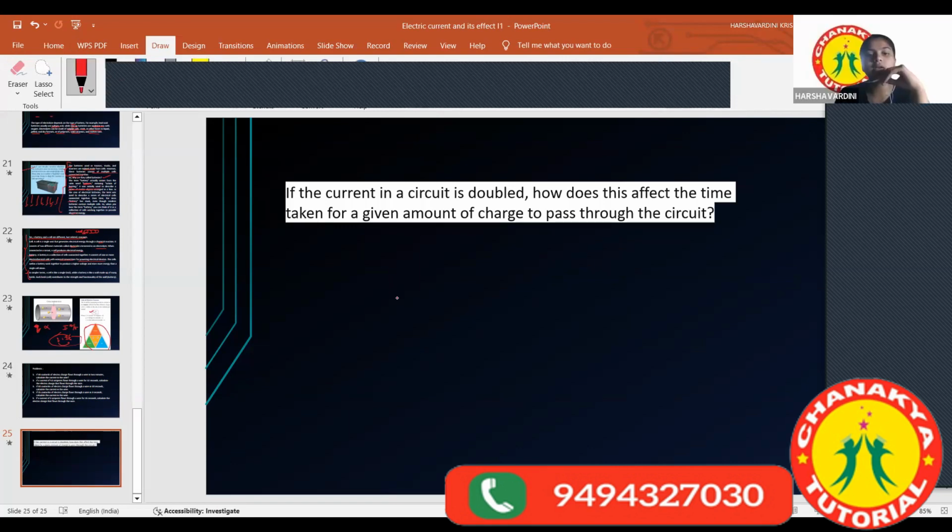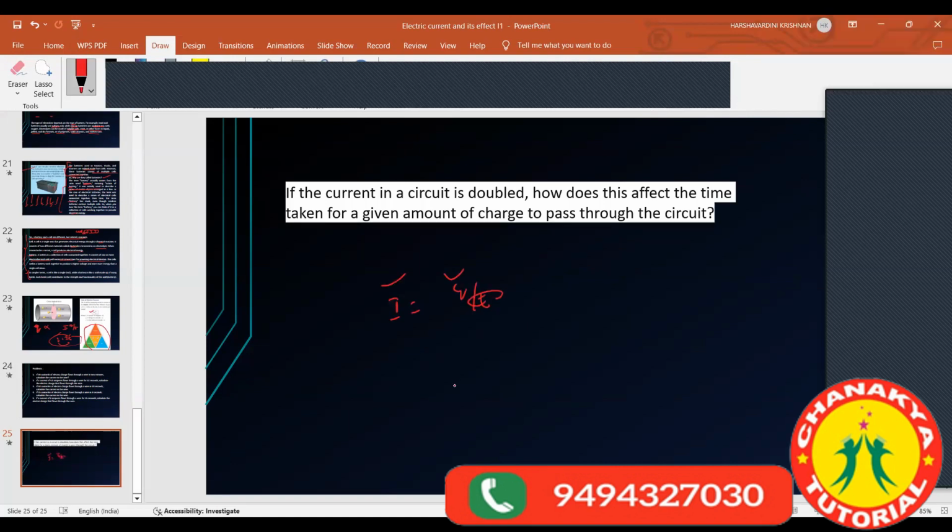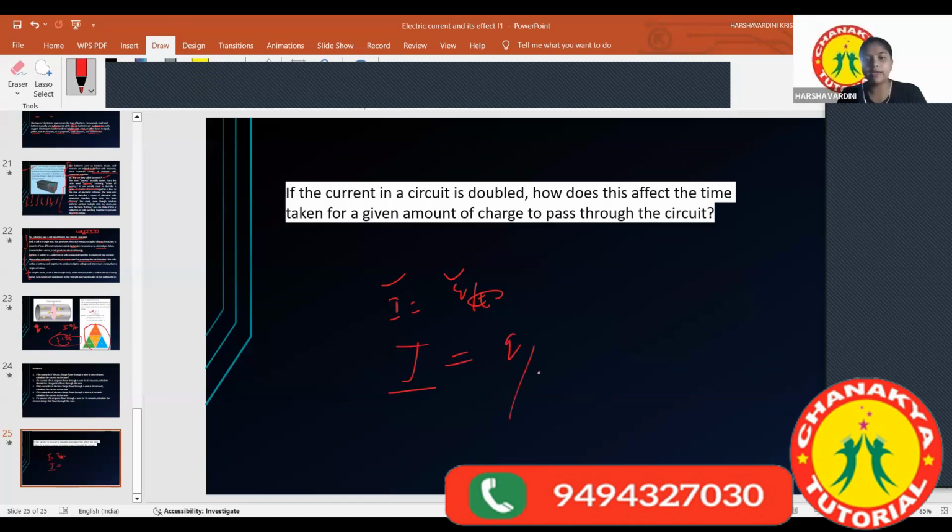So I equal to Q by T is there. In that Q is given, I is given, and T you have to find. Ma'am, we just have to multiply I into Q. I equal to Q by T, so to find T, we must multiply I into T, and so I into T equals Q. You can replace I and T.